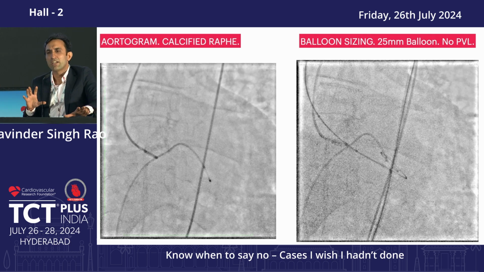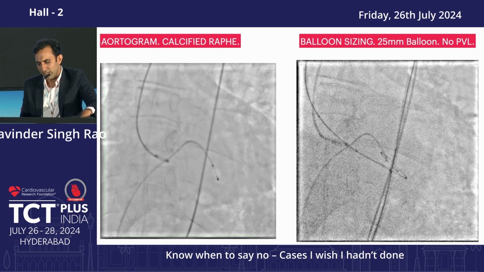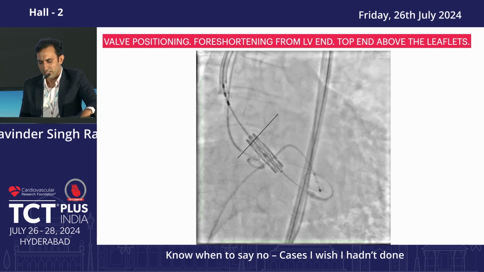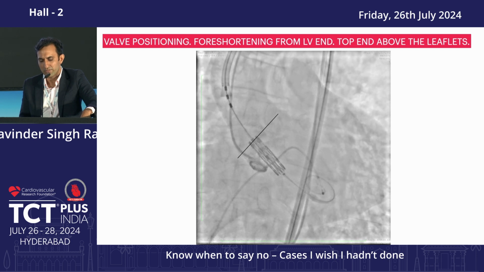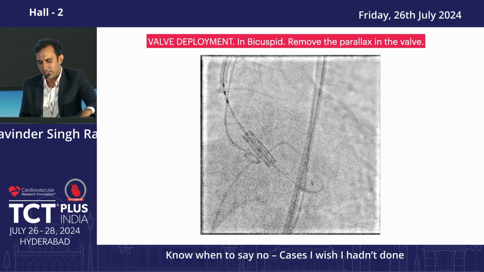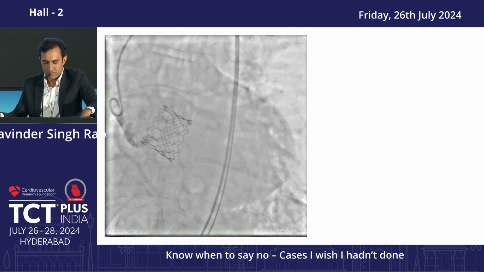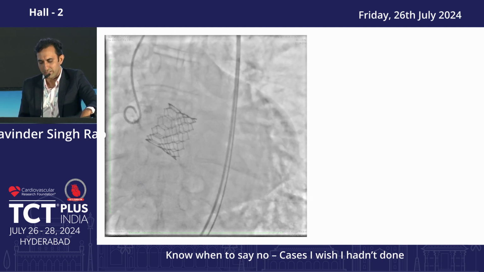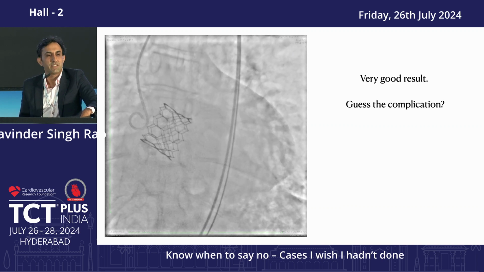My talk is not related to the details of doing a TAVR procedure, but this is a balloon aortogram. We decided to do a TAVR in this patient, and then a balloon sizing, 25 mm balloon, no PVL, 29 millimeter Edwards Sapien 3 valve, as we highlighted, positioned with the top end of the leaflets, and then the valve was deployed. Looks fantastic, trivial paravalvular leak, everybody is happy. Very good result. Guess the complication in this patient.